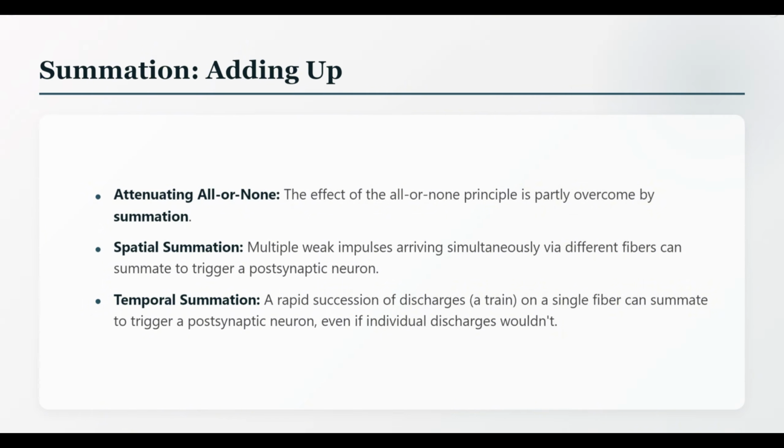Remember the all or none rule. It sounds absolute, but there's a clever workaround: summation. Because a single impulse might be too weak to trigger the next neuron, the system uses teamwork. Spatial summation: if several weak impulses arrive at the same neuron from different sources almost simultaneously, their combined effect can push the neuron over the threshold. Temporal summation: similarly, if a single neuron fires rapidly in quick succession, the repeated hits can accumulate enough force to trigger the downstream neuron, even if a single hit wouldn't. It's like needing multiple people to pull a rope at once, or pulling it very quickly to get something moving.